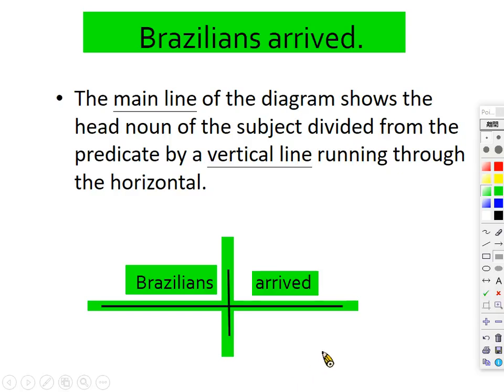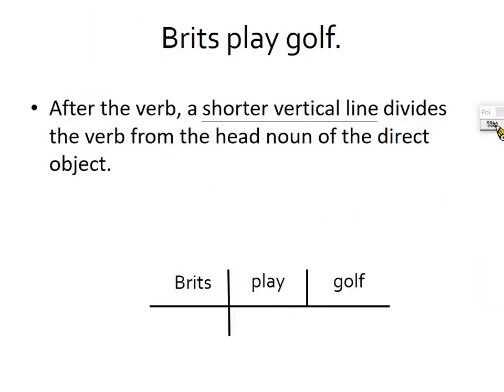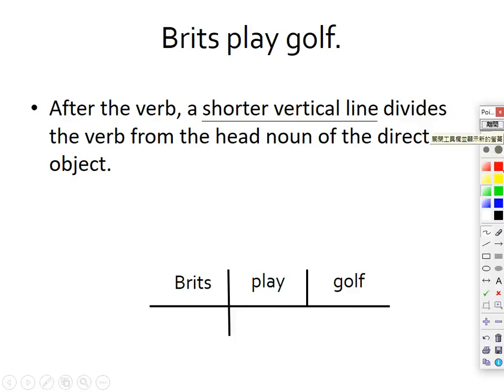Vertical line is used to divide subject and verb. Okay, so this is very simple for you to understand. And we have a little bit more.